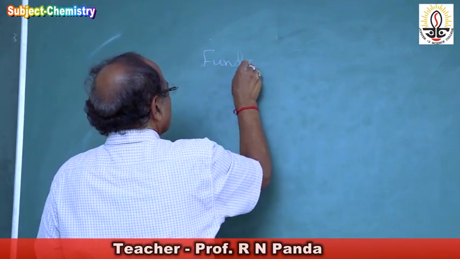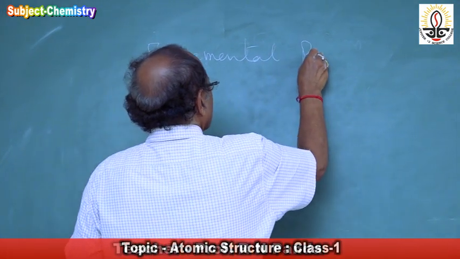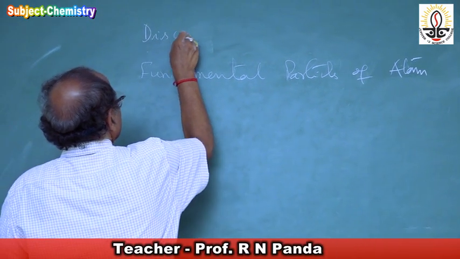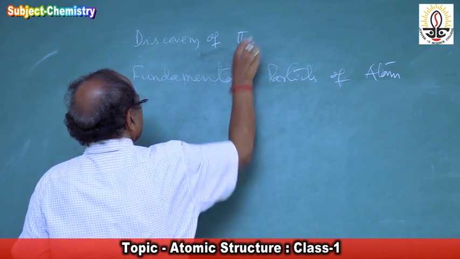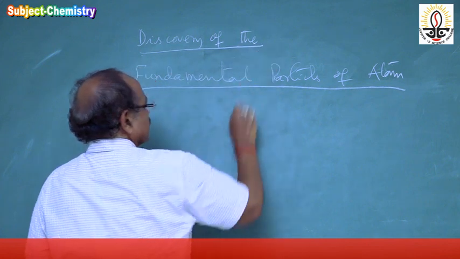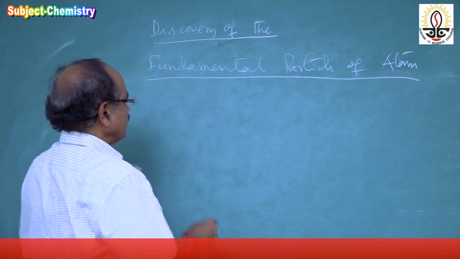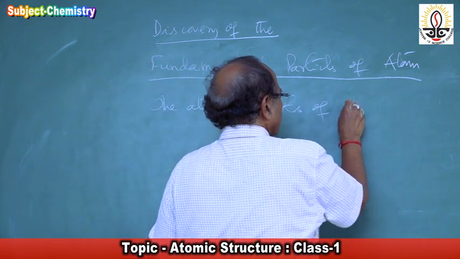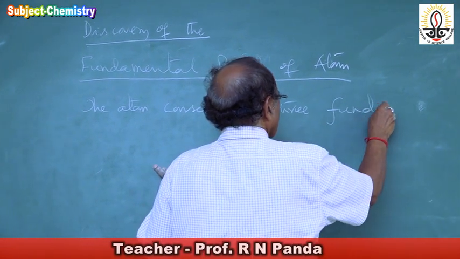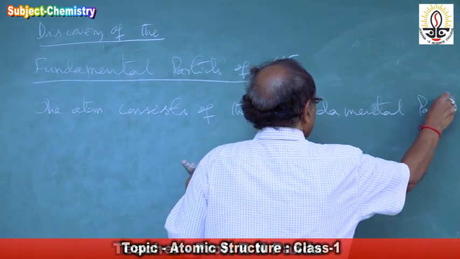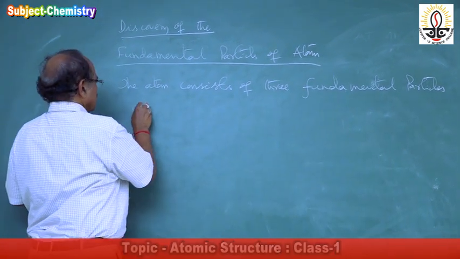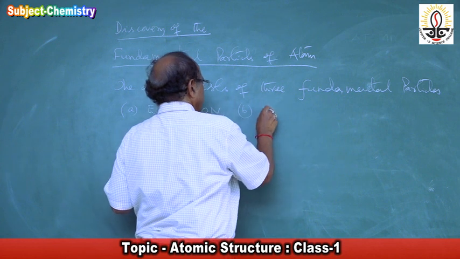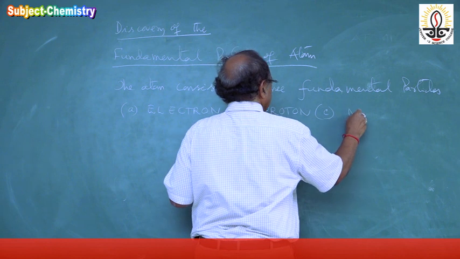Now we are coming to the fundamental particles of the atom. That led to the discovery of the structure of the atom. So the atom consists of three fundamental particles: electron, proton, and neutron.